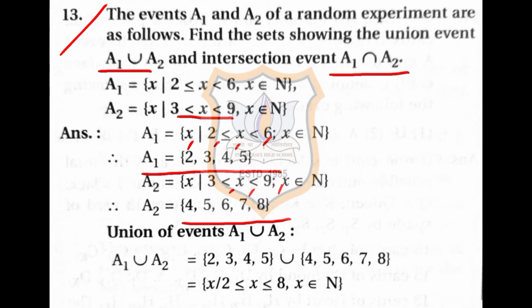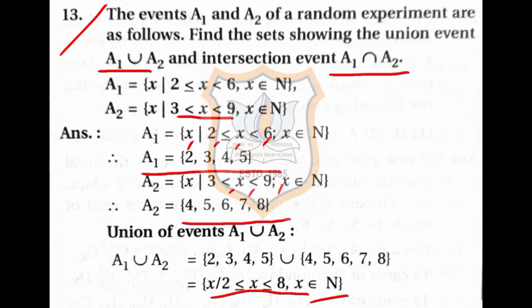A1 union A2 will be 2 less than or equal to x less than or equal to 8. That means 2 and 8 are included and it is in between 2 and 8. And x belongs to what? Natural numbers. Now what is A1 intersection A2?